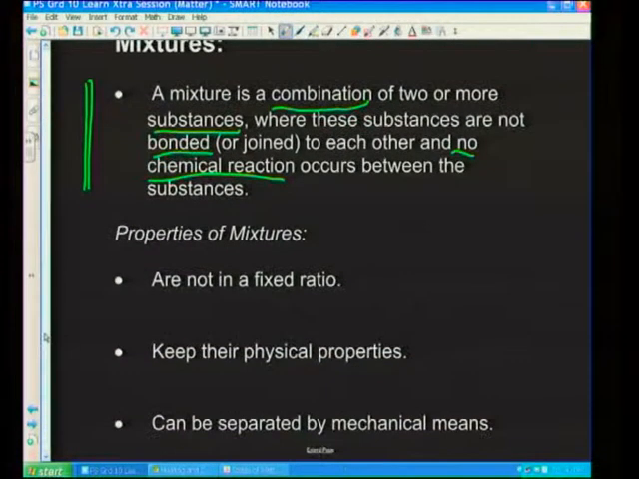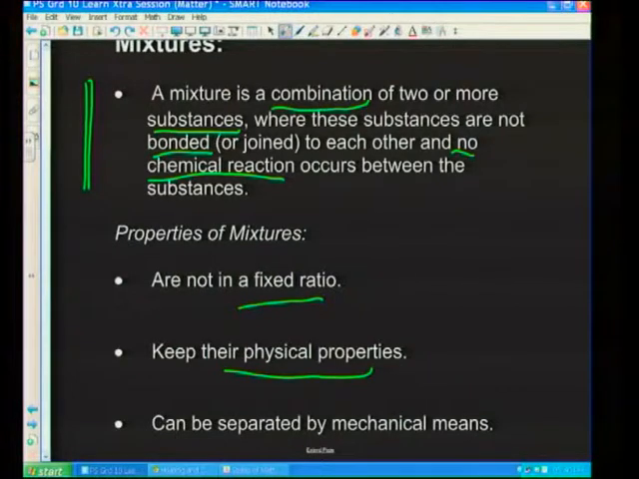What are the properties? They're not in any fixed ratio. That means that you could have a drop of one substance and 10 million liters of the other substance. It's a mixture. On the other hand, you could have a different mixture, 2 liters and 2 liters combined to make 4 liters. Well, those are all mixtures. There's no fixed ratio of the components. They don't have to go in any order.